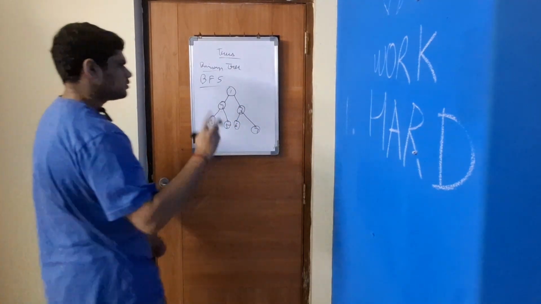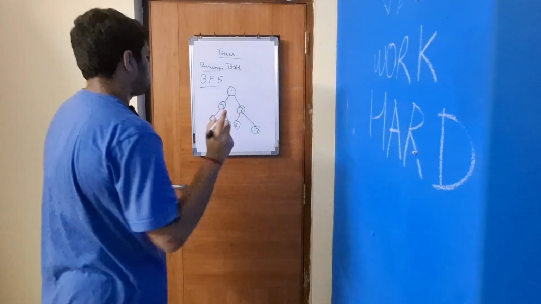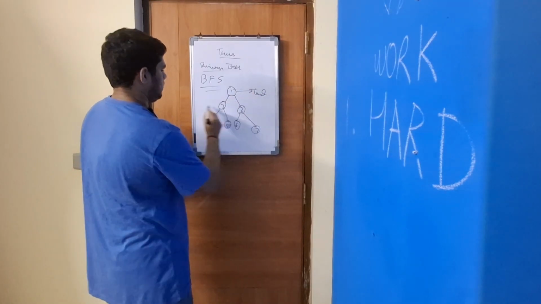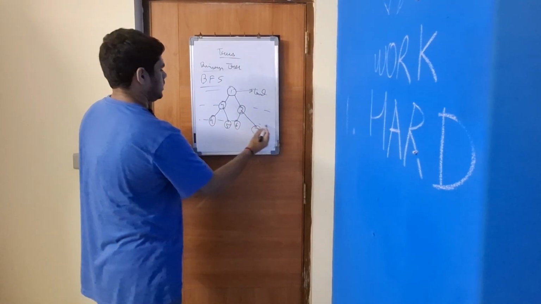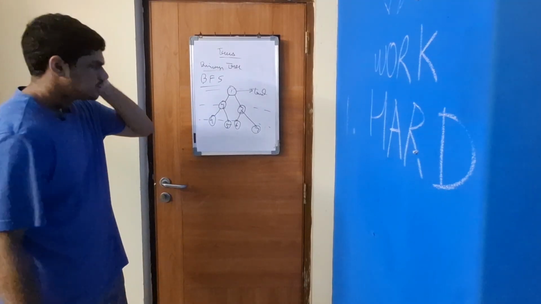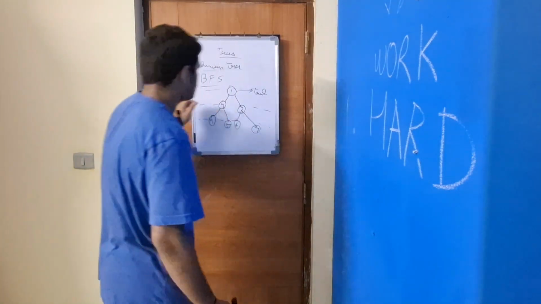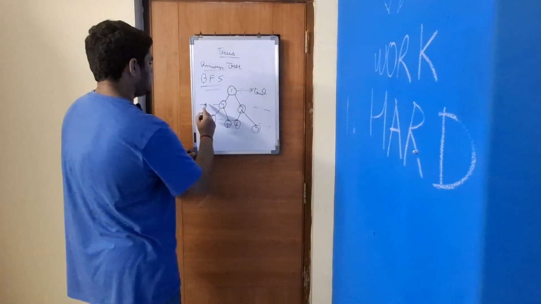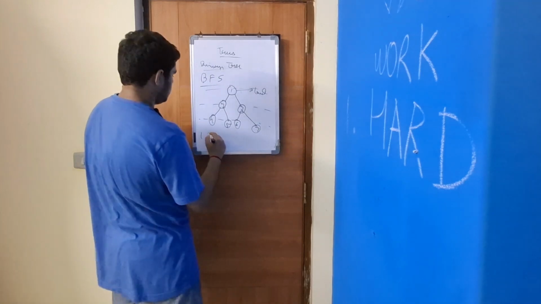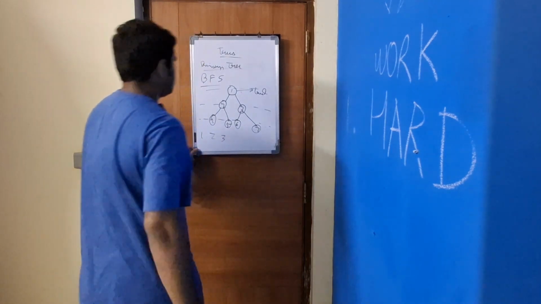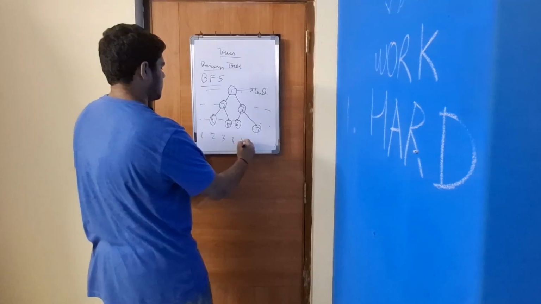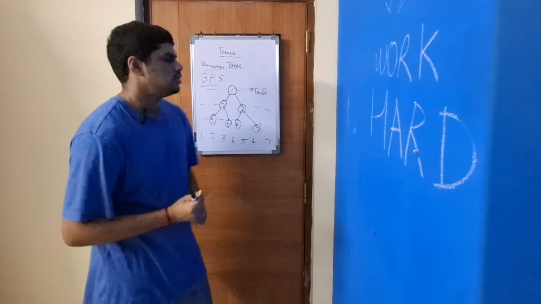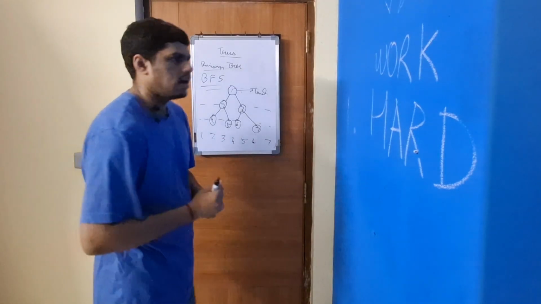Okay. So let me tell you one terminology. We call this a level. This whole thing is called a level. This whole thing is called a level. This whole thing is called a level. Now in breadth first search, we just go through levels. Like this first level, 1 will be printed. Then it will go to this level when 2, 3 will be printed. Then it will go to the third level, which is 4, 5, 6, 7. As simple as that. This is very similar to level order traversal.